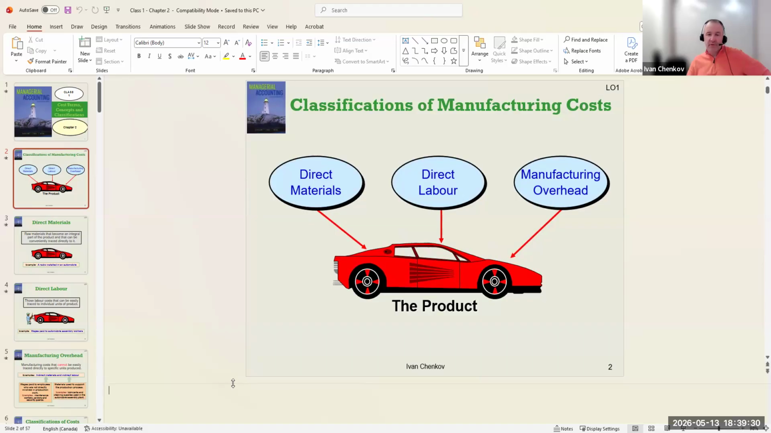The cost for that product is going to come from three main cost classifications. One we'll call direct material. The other will be direct labor. And the third one is going to be manufacturing overhead. So let's see what each of those is.